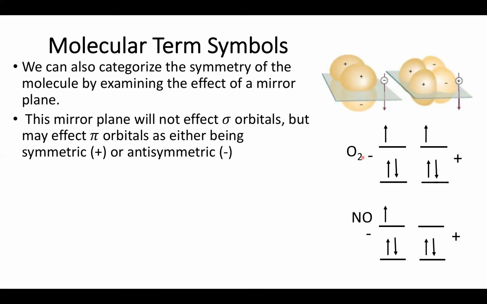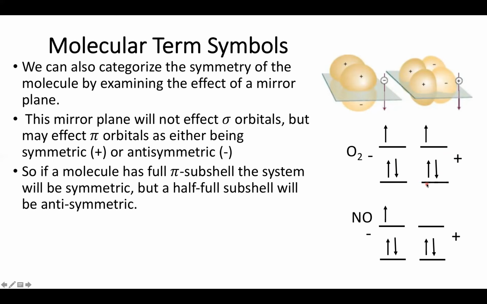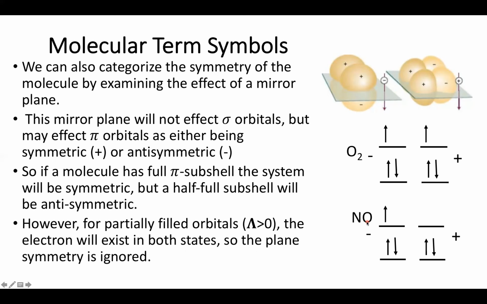So if I've got a full subshell, like for example in my O2 bonding orbital, this is always going to be symmetric. So I'll have plus times plus, minus times minus, overall even. However, if I have a half-filled subshell, again like in O2, if I go up to the top, I've got plus times minus. So this shell will be overall anti-symmetric. So O2 is going to be anti-symmetric to planar symmetry. Now let's go ahead and take a look at NO. This one is a little bit messier.